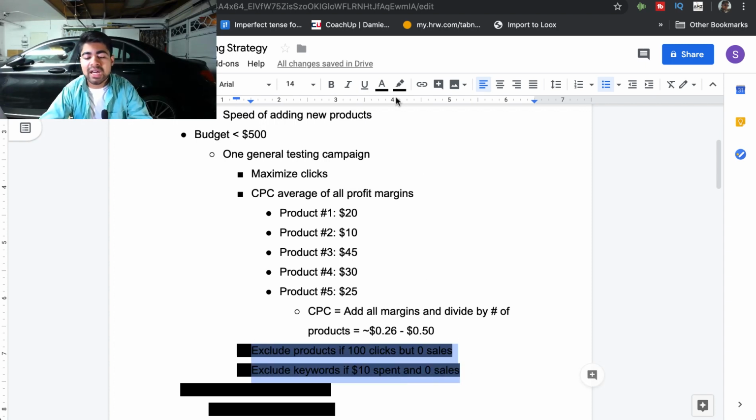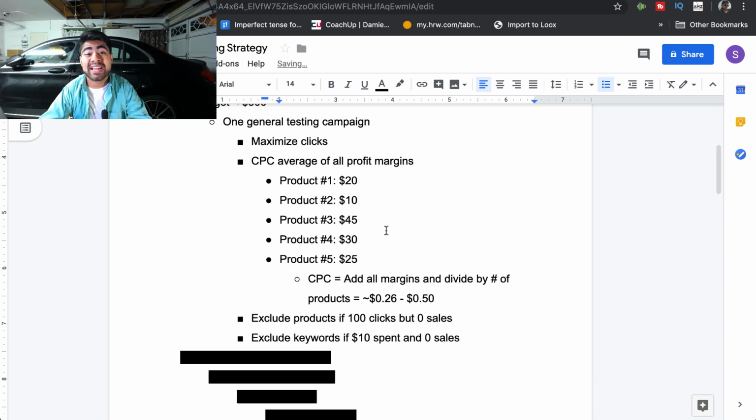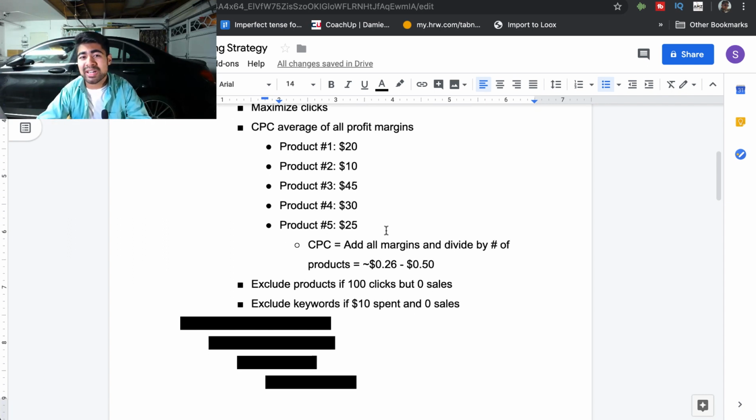But after about 3 to 5 weeks of running the campaign, you'll start to see that you're getting some results. Maybe you're getting impressions, clicks, maybe you even got sales. But after about 1 to 2 months of running the campaign, you will need to start excluding the products. You will need to start excluding the keywords, because that is the best way to optimize the campaign and make sure that you're not spending money unnecessarily.